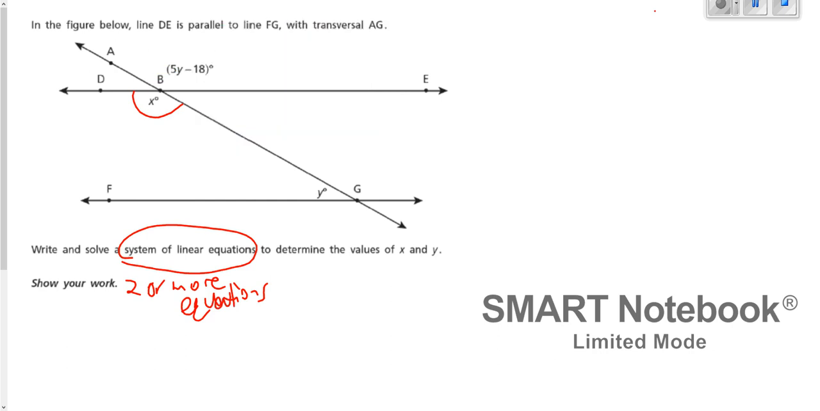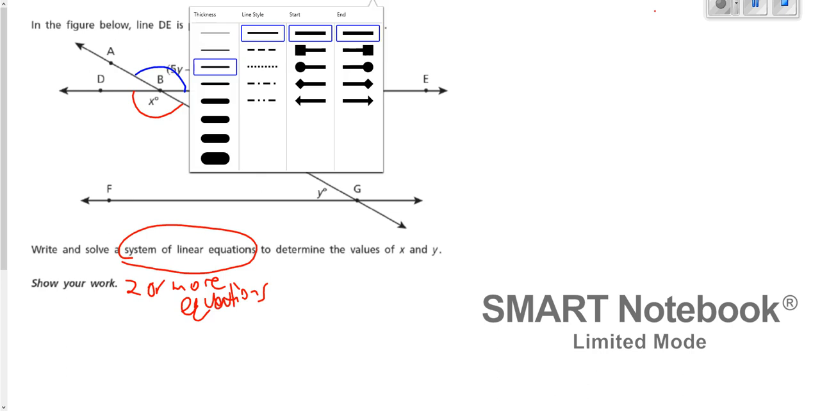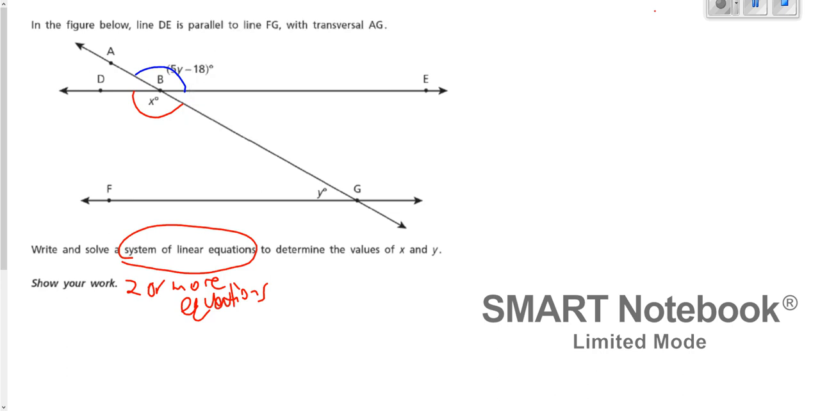They are called vertical angles. So this red and blue angle that I drew here are vertical angles. And what do we know about vertical angles? We know that they are equal. So x equals 5y minus 18. So there's one equation. Let me pick another color.